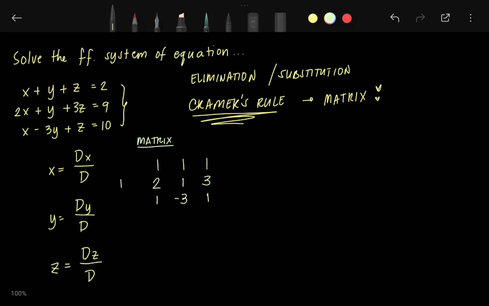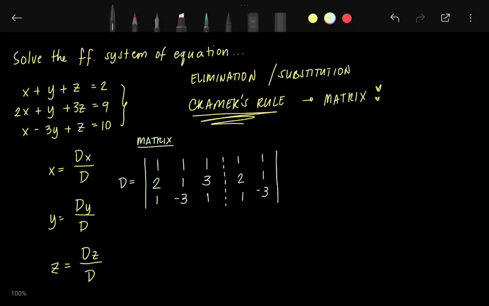We are currently looking for the determinant D. So, what we do is use this vertical straight line to indicate that we are looking for the determinant. I put a broken line, and then I will copy the first two columns: 1, 2, 1, and then 1, 1, negative 3, and enclose it with another vertical line. Okay. After that, we find the determinant.